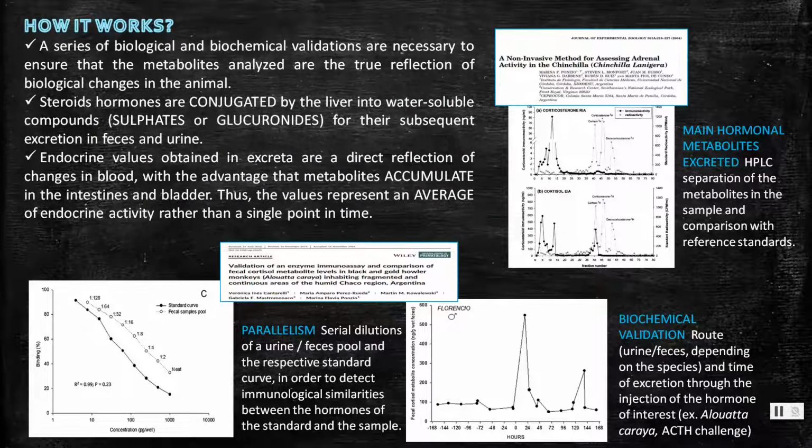How it works. For the correct use of these techniques, a series of biological and biochemical validations are necessary to ensure that the metabolites analyzed, first extracted from our samples, are a true reflection of the biological changes in the animal. We can carry out a biological, physiological validation by demonstrating a cause-effect relationship between the stimulation of the hypothalamic-pituitary-adrenal-gonadal axis and the corresponding increase in the concentration of steroid metabolites found in secretion samples.